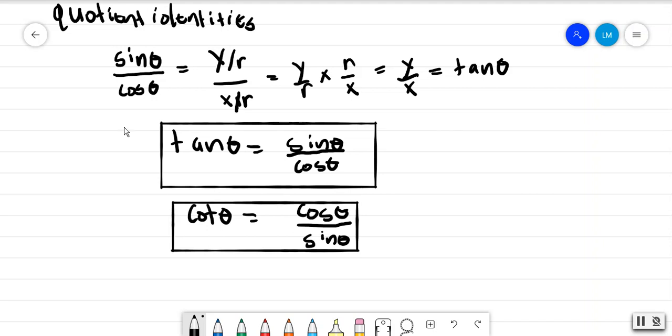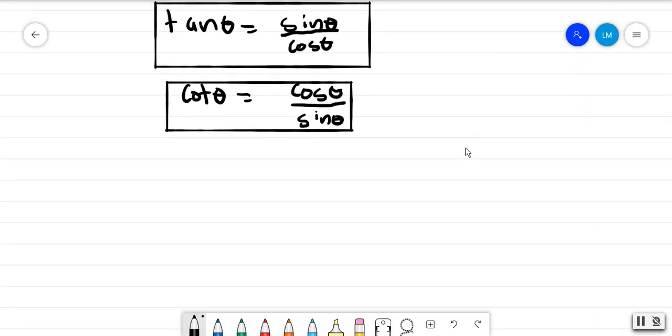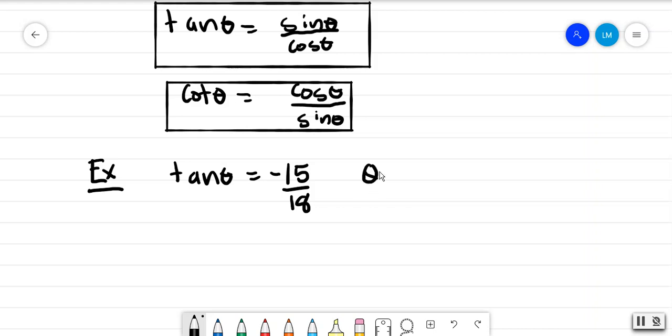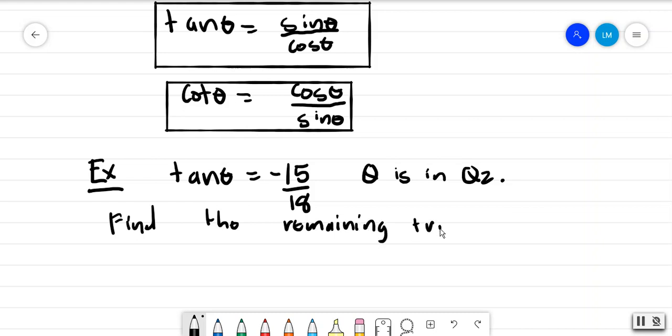Okay, now let's say that we want to find some of the remaining trigonometric functions. One thing that you'll realize is that there are multiple ways to solve a lot of these questions. So let's say that we have tangent of theta equal to negative 15 over 18, and here we're going to say that theta is in quadrant 2. We'll say we want to find the remaining six trig functions.